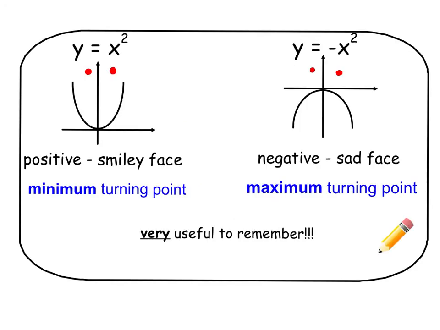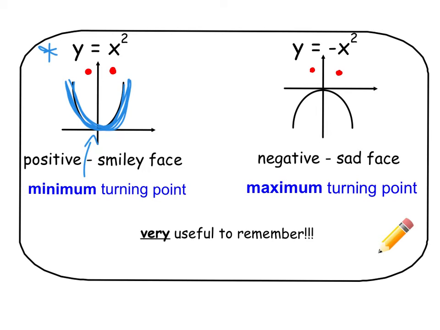Now, this is worth copying down. It's a really good trick to remember. If the quadratic is y equals x squared, i.e. a positive value, then we have a smiley face. So we have this U shape. Okay, now that's also called a minimum turning point, because where you go down and start to turn is low down. So that's what's called a minimum turning point.